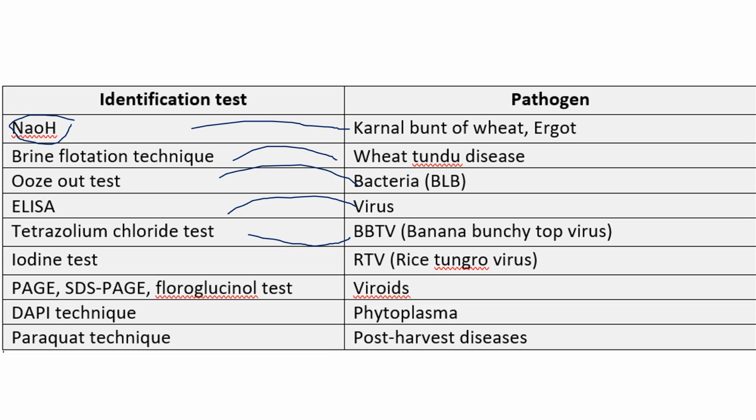So iodine test, RTV, rice tungro virus. PAGE or SDS-PAGE, sodium dodecyl sulfate polyacrylamide gel electrophoresis. Phloroglucinol test. So these are all the various identification tests that can be recommended for the identification of viroids. The DAPI technique is generally used for identification of phytoplasma, and the paraquat technique is recommended for post-harvest disease. These are all the various kinds of identification techniques and the pathogens they are used for.